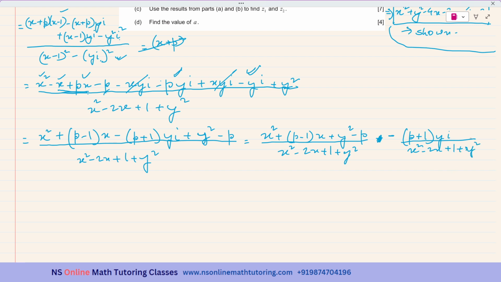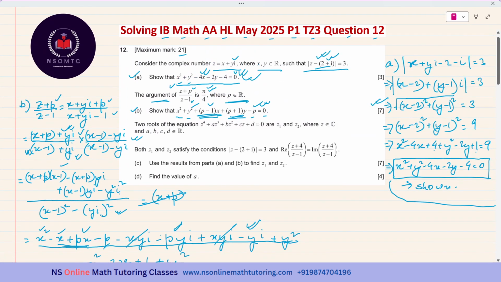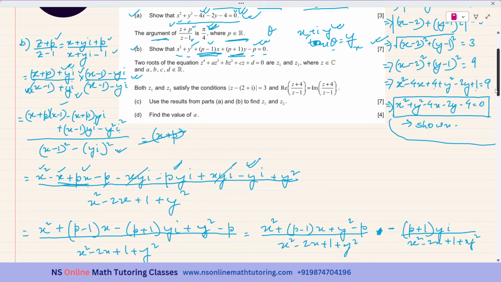Okay. And now they are saying that the argument is pi over 4. Argument means theta. If the complex number is x plus iy, how to find this argument? We write tan theta equal to y over x. We take the imaginary part divided by the real part. That is how we find the argument. This is theta, and then we take the arctan or tan inverse of both the sides.